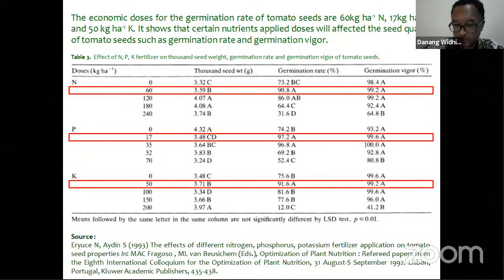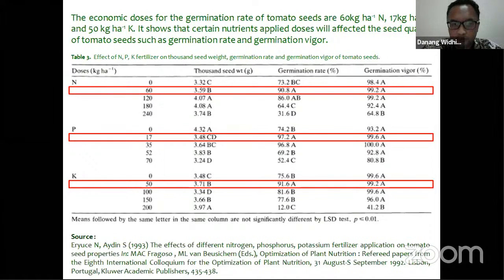Kemudian yang selanjutnya adalah pengaruh nutrisi. Jadi kalau kita tadi melihat bahwa ada pengaruh cekaman lingkungan terutama suhu tinggi terhadap perkembangan benih, kita melihat di sini bahwa nutrisi itu juga memberikan pengaruh yang cukup signifikan untuk perkembangan benih, kualitas benih. Di sini kita melihat dari parameter laju perkecambahan untuk benih tomat.